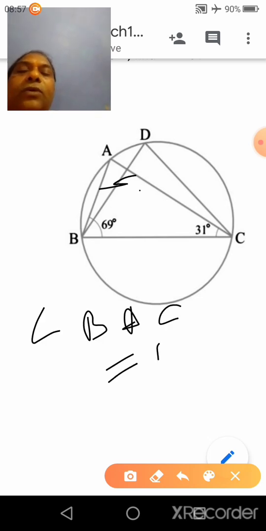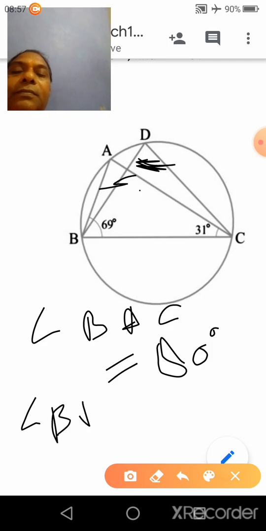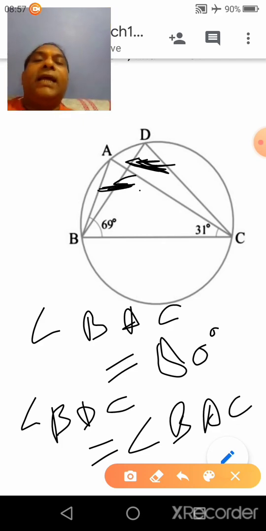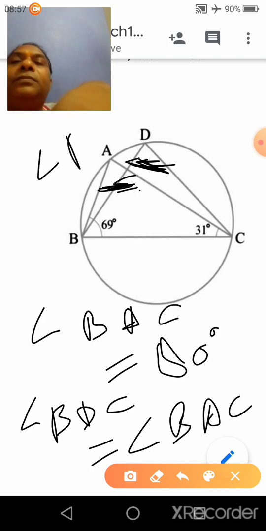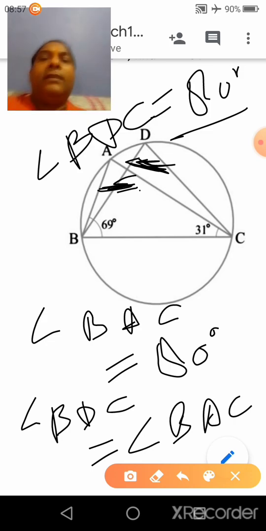So angle BAC is equal to 80 degree. So angle BDC will be equal to angle BAC. This angle will be equal to this one because angles in same segment are equal. So angle BDC will be equal to 80 degree. Clear, students?